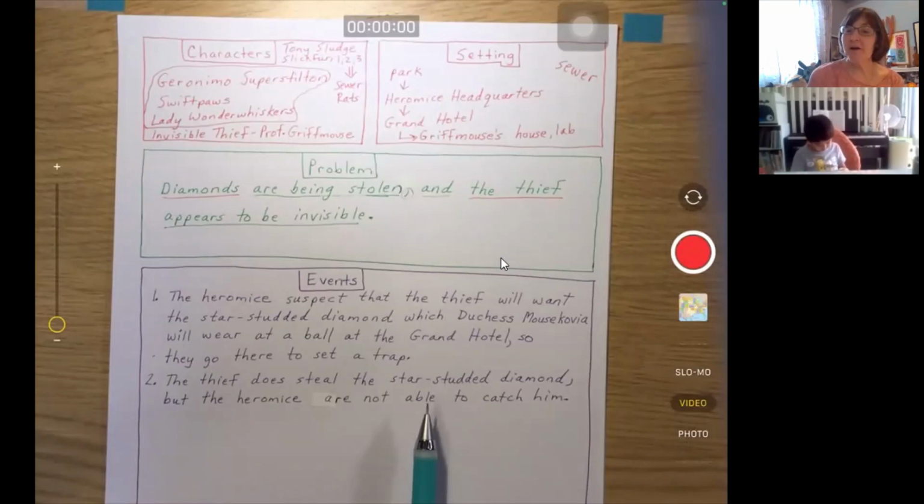But I'm not talking about all of the things that happened at the hotel. I'm just saying that the thief got the diamond and the Heromice did not catch the thief. And tomorrow when we start, we're going to talk about what do the Heromice do next? Like what happens that tells them to go to Griff Mouse's house, right? How do they find out that they need to go to his house? So tomorrow, that's the event we're going to start with, okay?